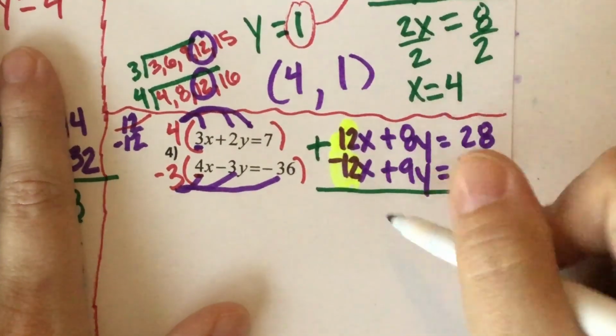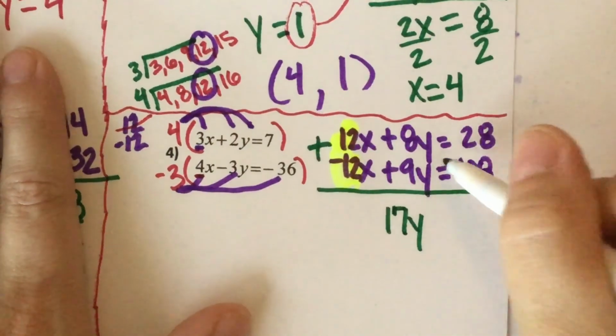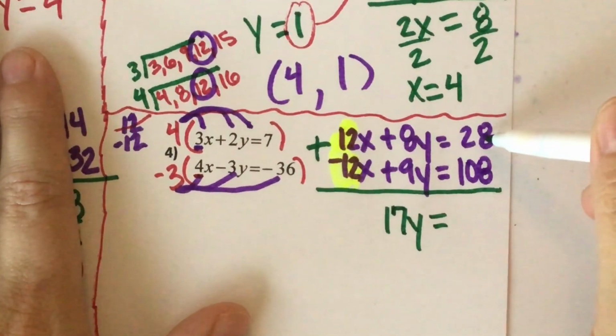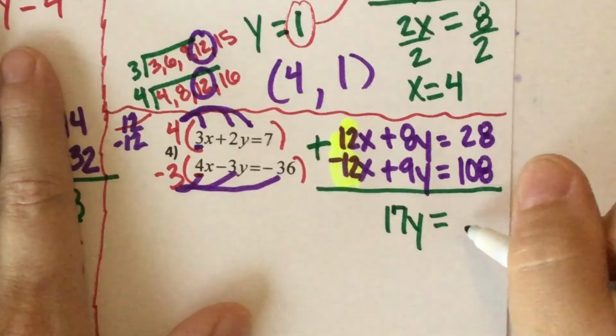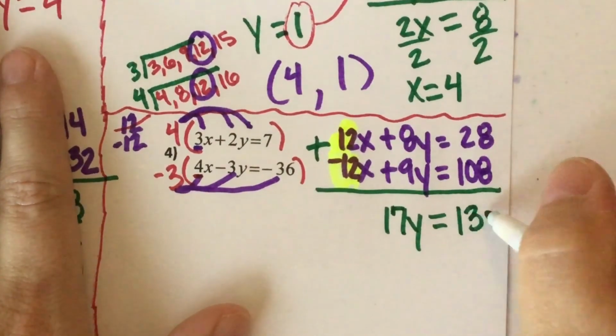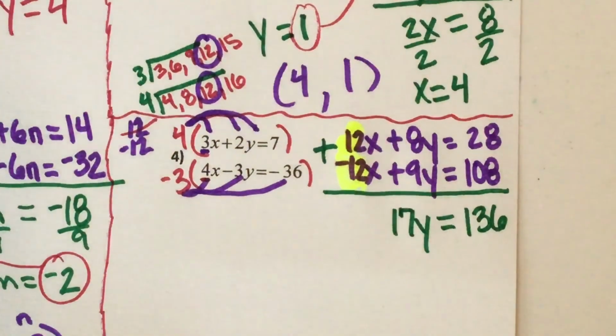8y plus 9y is 17y. Bring down your equals. And 28 plus 108 is 136. Okay, and then do you know what I would do to get y by itself at this point?